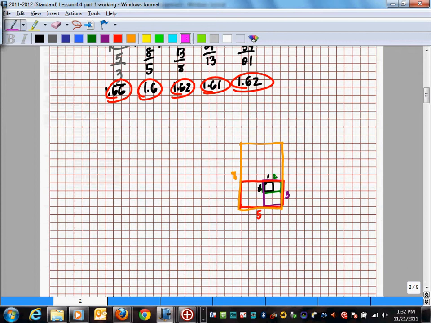Okay, next one's 8 by 13. So here's 8. Now count 13. 1, 2, 3, 4, 5, 6, 7, 8, 9, 10, 11, 12, 13. Oh, yeah. This is a huge one. Okay. 8 by 13.